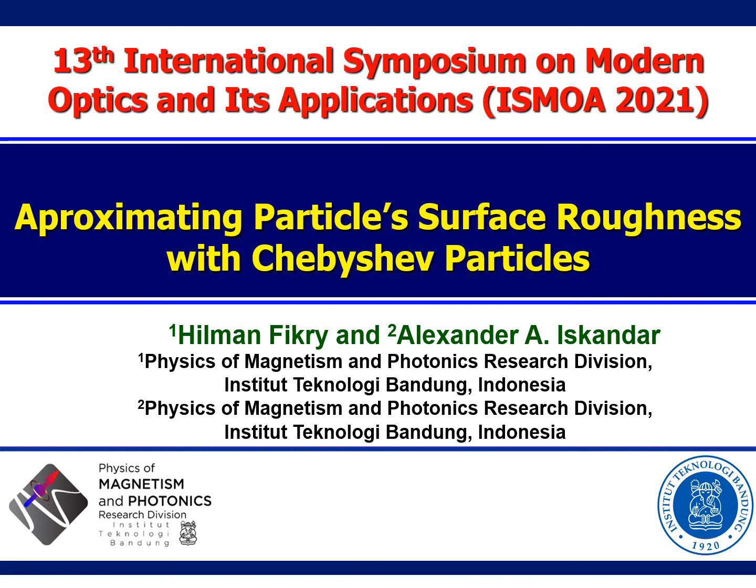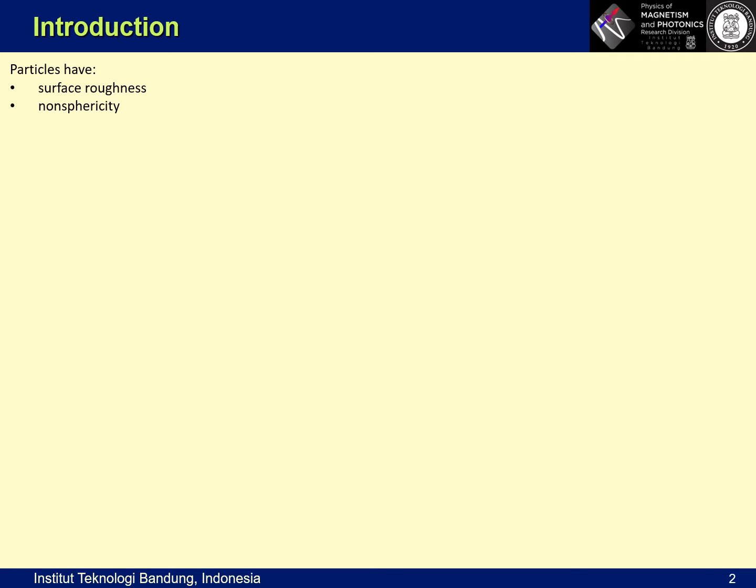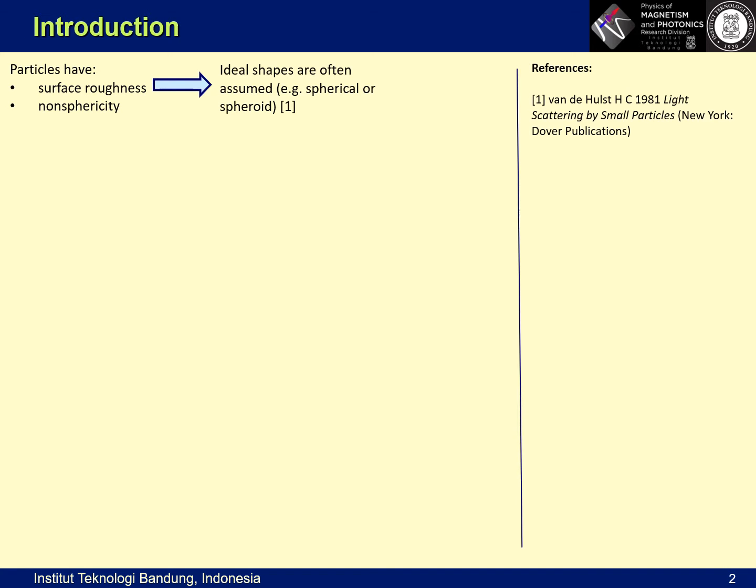The title is Approximating Particle Surface Roughness with Chebyshev Particles. We do know that particles have surface roughness and non-sphericity, but in practical calculations, ideal shapes are often assumed, for example spherical or spheroid. This raises questions. Do ideal shaped particles give significant optical characteristic differences from their real shapes?